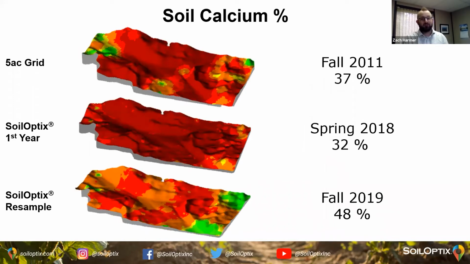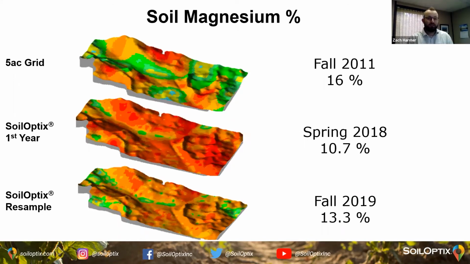Similarly for calcium percentage, right? We saw that reduction after 2011, and then now we're seeing that improvement into 2019, and then into 2020, it was about 50%. And again, similarly in magnesium percentage, right? It had dropped down after that gypsum, and now we're just trying to really bring that back up.